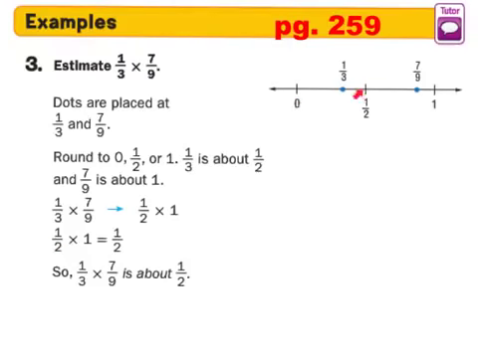And then 7/9 is way up here, almost to the 1. So we're going to call that a 1. 1/2 times 1 would equal 1/2. So we're going to say 1/3 times 7/9 is going to be somewhere around a half. And that's all the closer I'm asking you to estimate.